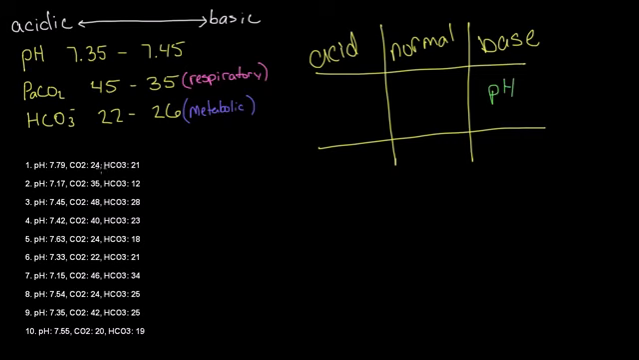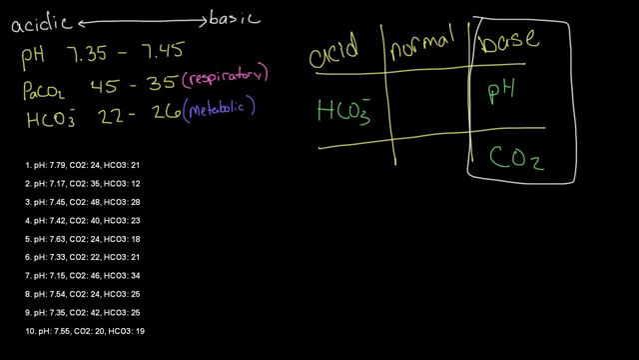We look at our CO2, it is 24. It is also a base, so we write down our CO2 in the base column. Our bicarb is 21. It is acidic, so we write down our bicarb in the acid column. So our tic-tac-toe was formed with these three parameters. So since it's in the base column, we know that we are in alkalosis of some sort.